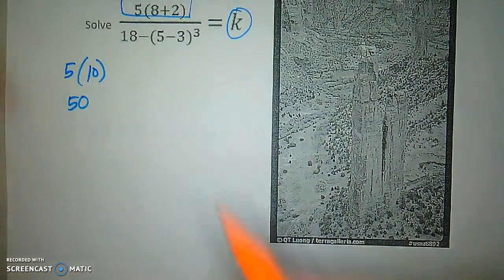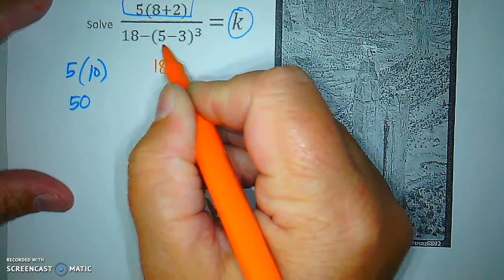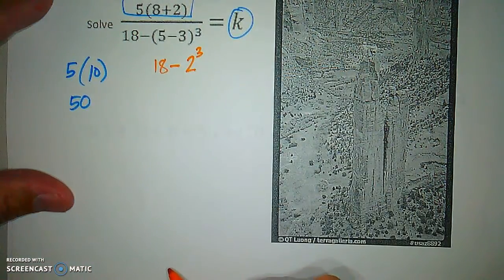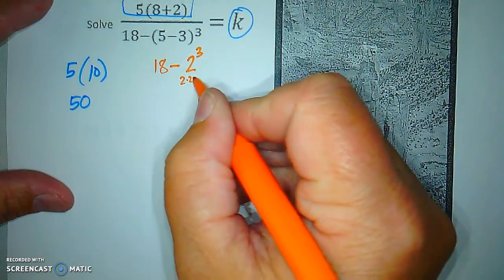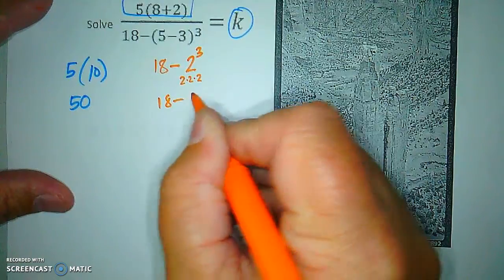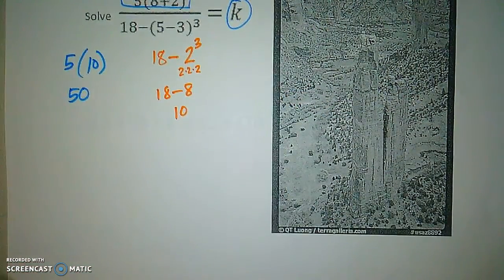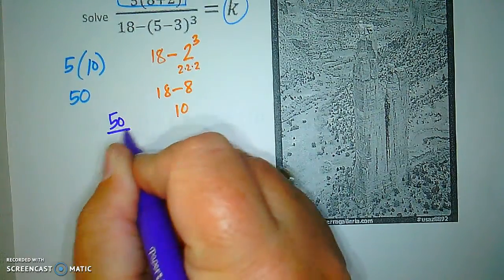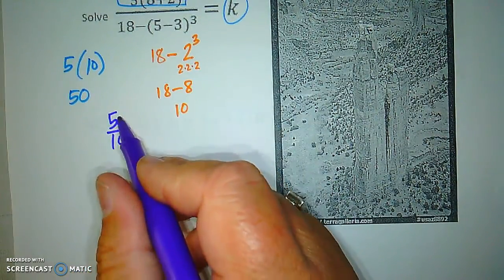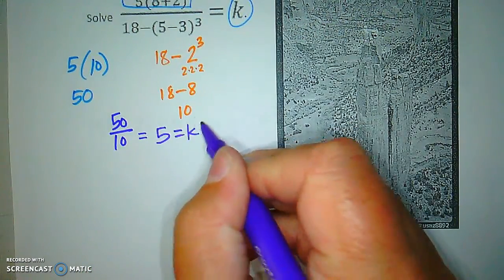Then I'm going to work with the bottom. Parentheses first, so I have 18 minus the quantity 5 minus 3, which is 2 cubed. 2 cubed is 2 times 2 times 2. 2 times 2 is 4, times 2 is 8. 18 minus 8 is 10. 50 was my numerator, 10 was my denominator. And remember that fraction bar actually means to divide. So 50 divided by 10 is 5, and that is what k is equal to.